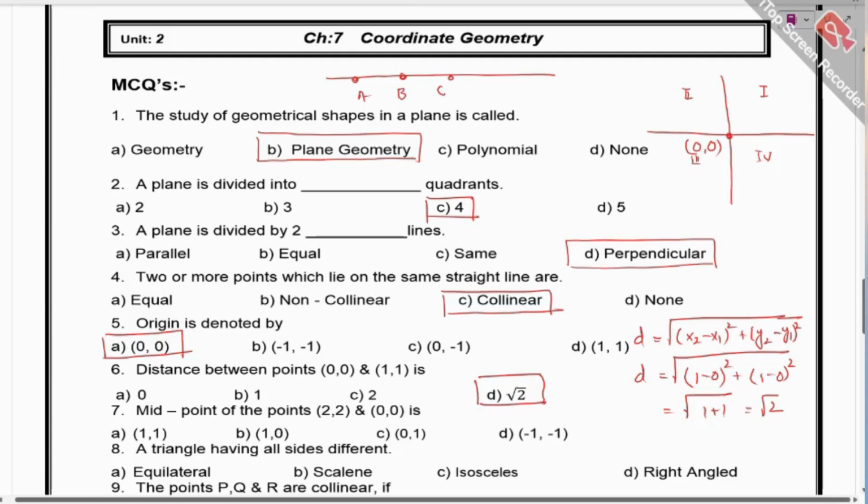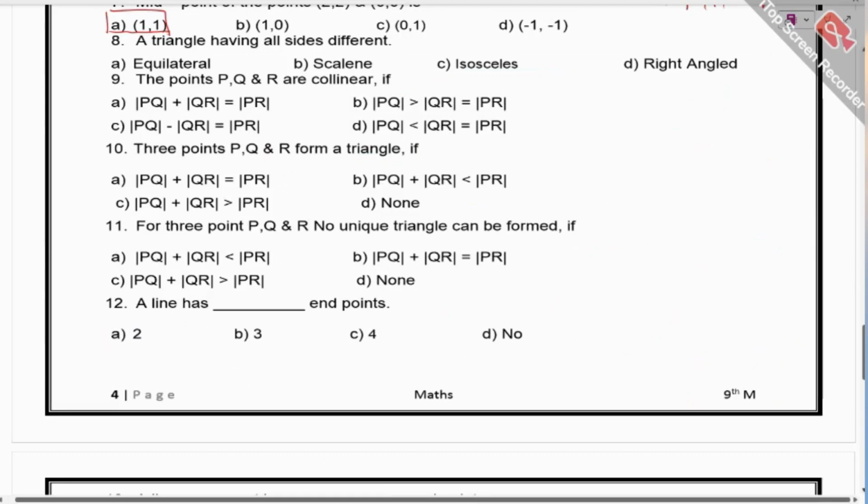Option number D. Midpoint of the point. So we know that the midpoint formula is x1 plus x2 over 2, y1 plus y2 over 2. So that's very simple to find out the midpoint of any 2 points. So 2 plus 0 over 2 is 1 and 2 plus 0 over 2 is also 1. So 1, 1 will be the correct answer. Okay, now we will move to MCQ number 28, a triangle having all sides different. A triangle which has all sides different is called the scalene triangle. So option B will be the correct.